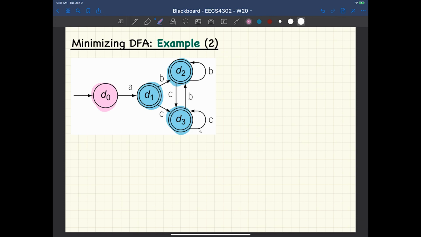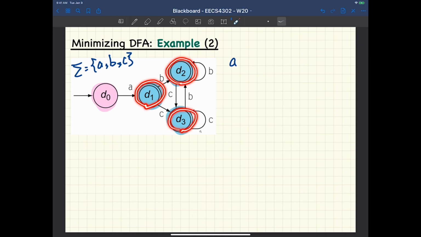Let's try, just for completeness. So what transition should you consider? For example, A. By the way, the alphabet here is simply A, B, C, so in theory we should consider all of them. For A, from D1, if you take A, where should it go? Dead state. For D2, dead state. For D3, also dead state. So all dead, which is not that informative.